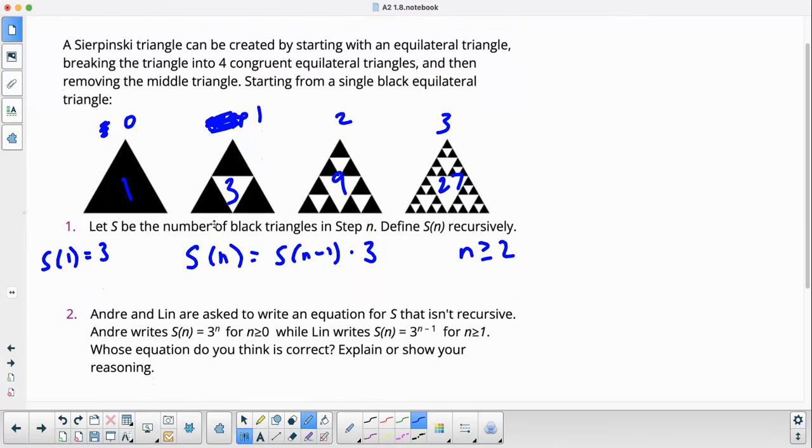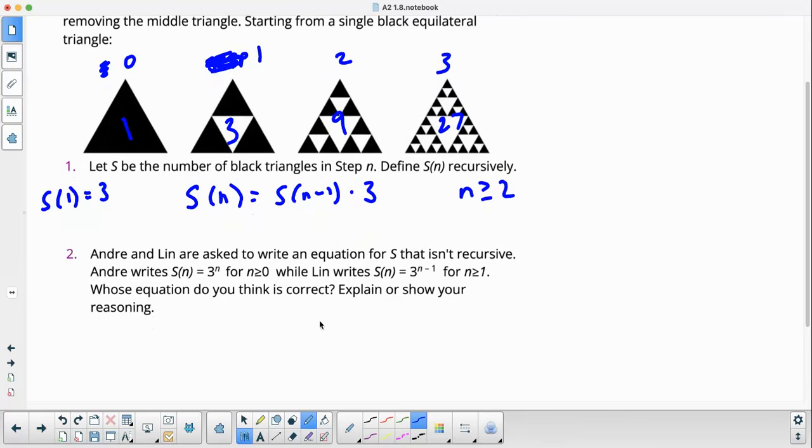All right, number 2. Andre and Lynn are asked to write an equation for S that isn't recursive. Andre writes S of n equals 3 to the n. Lynn writes S of n equals 3 to the n minus 1. Whose equation do you think is correct? Explain or show your reasoning.